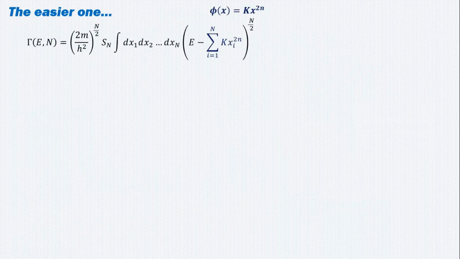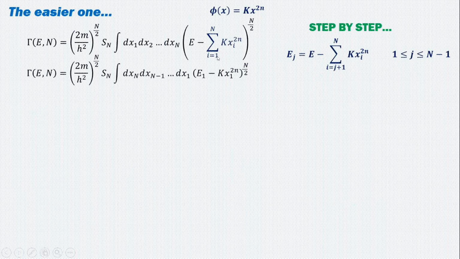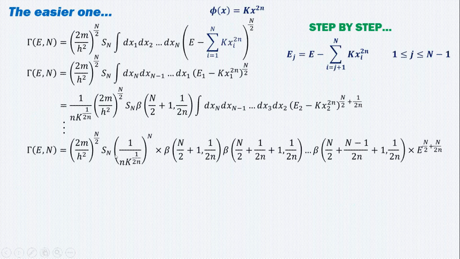In this case, we have to solve this integral, and it is doable. We define a series of energies like this. So E1 is E minus this summation, which starts from 2 to n. As you can see, due to that, this quantity is the same as E1 minus k x1 to the n. So write it like that and integrate over x1 first, and you shall get this. Just binomial expansion and integration, nothing more. And carrying out this way, we can carry out all the integrations, and the final result which I get is this: a string of beta functions and this.